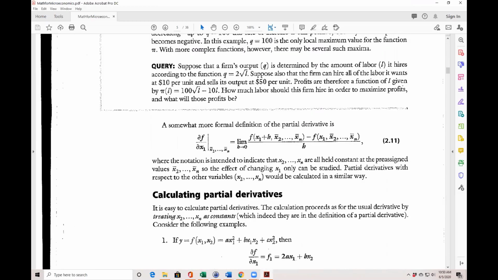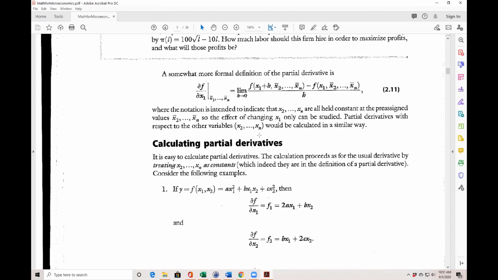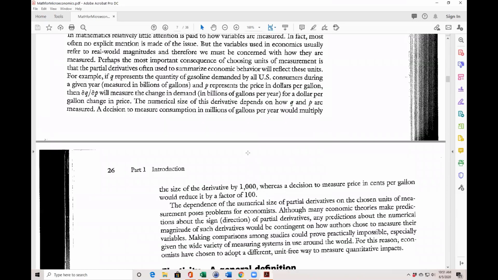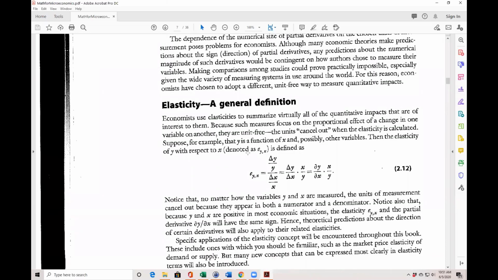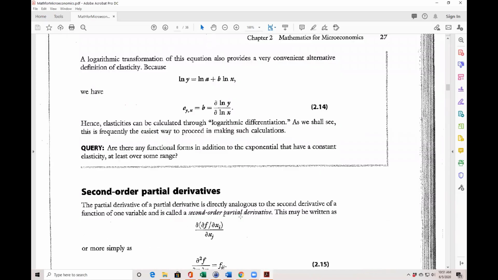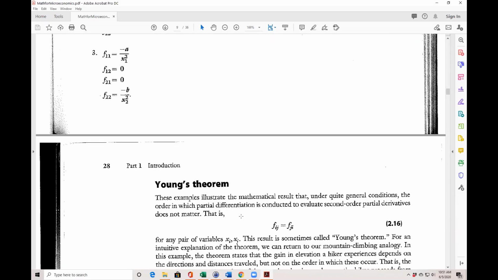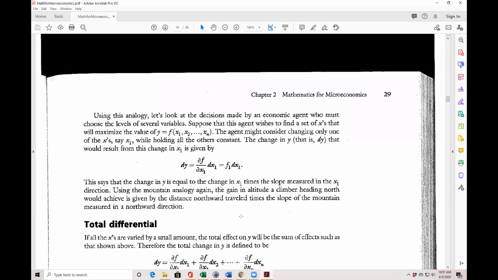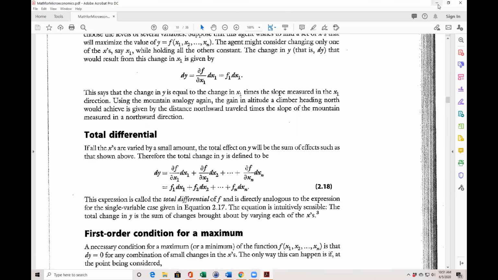So this chapter's okay if you've never taken calculus, and there are several examples of taking a derivative and a partial derivative, and partial derivatives are 99% of the calculus that we do at the master's level in our program. So if you can get around this and then get on Khan Academy for a few examples. We use elasticity a lot, very important. We use second derivatives a lot. We don't use Young's theorem too much. Okay, so there's a chapter for you to take a look at.